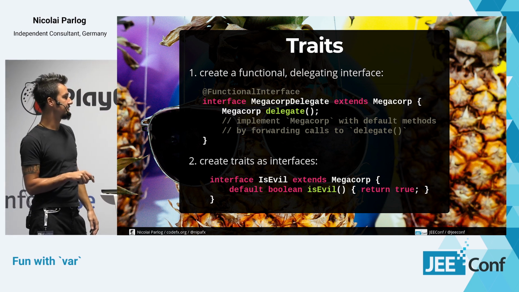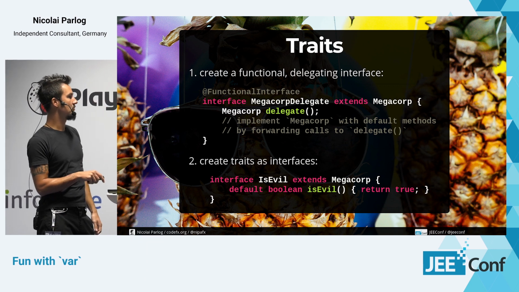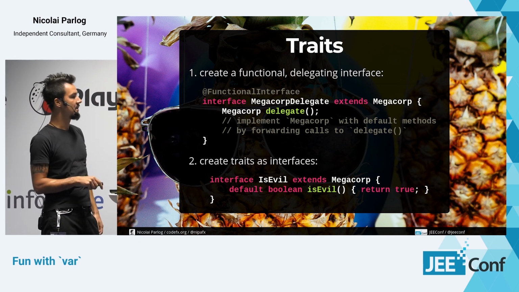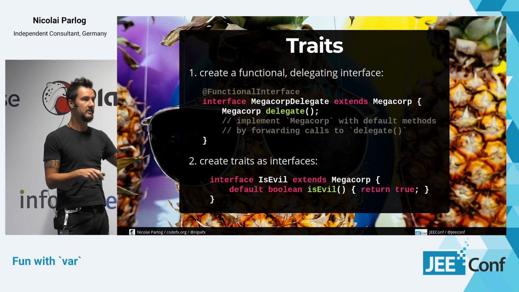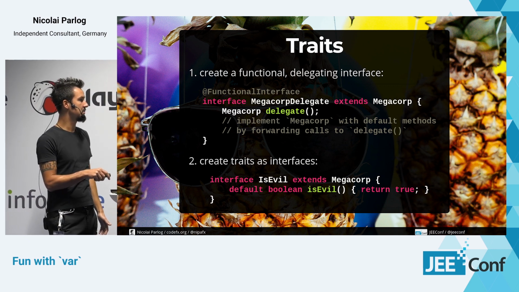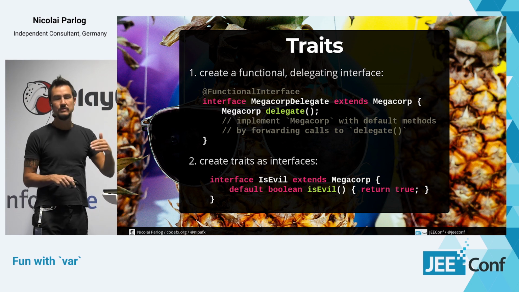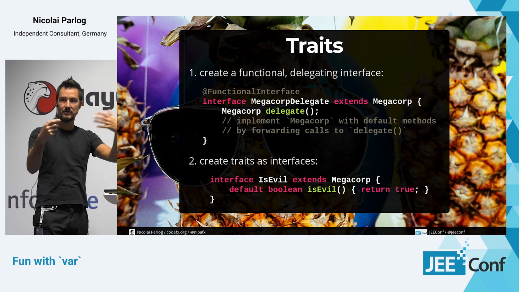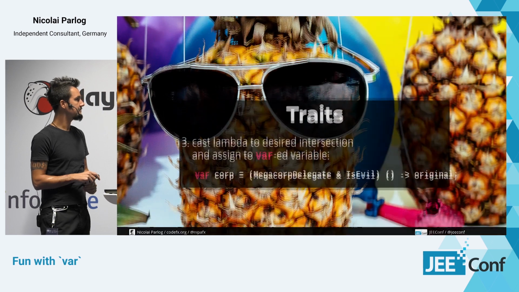Then we create traits as interfaces. We have this isEvil interface for MegaCorp, and you know all megacorps are evil, so that's just true. But if you want to add isSuccessful, then you can do that. You can use all the MegaCorp API here, and you would use default methods to add your additional features.